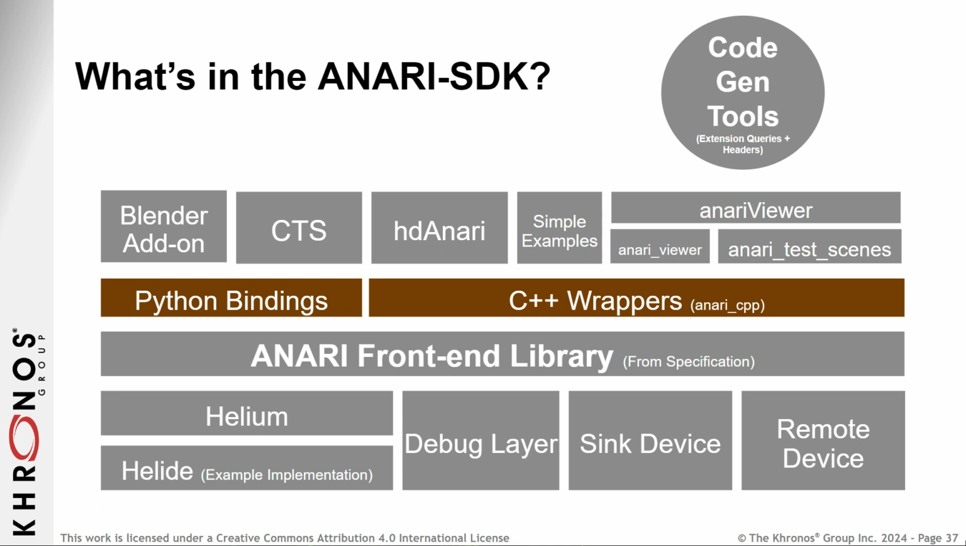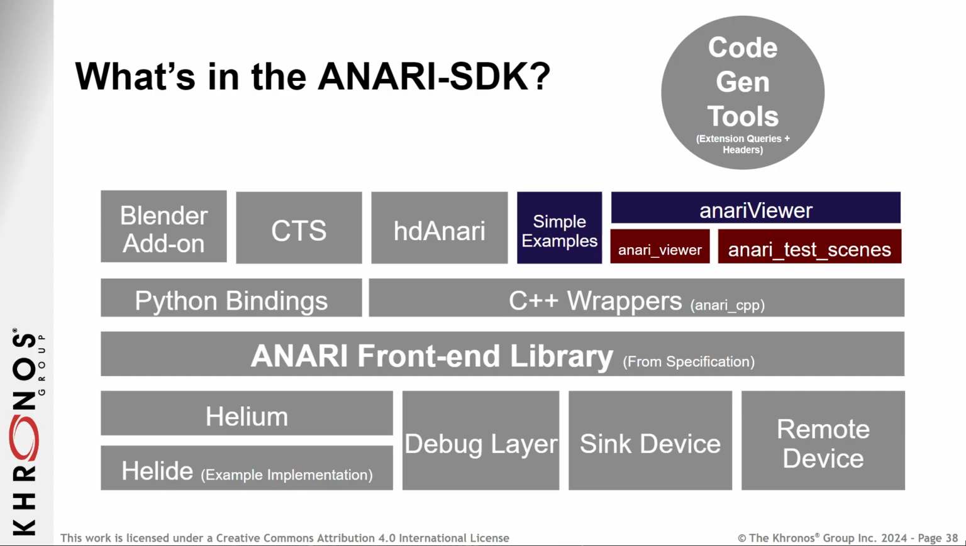We have some things that sit just on top of the Anari API. We have some Python bindings, which has been already showing a lot of promise in a number of places. And then C++ wrappers, if you're like me and you like type safety from C++, great, you can use those. It's a header-only shim on top of the C API. And then if you like C, well, stick with that. That's totally cool.